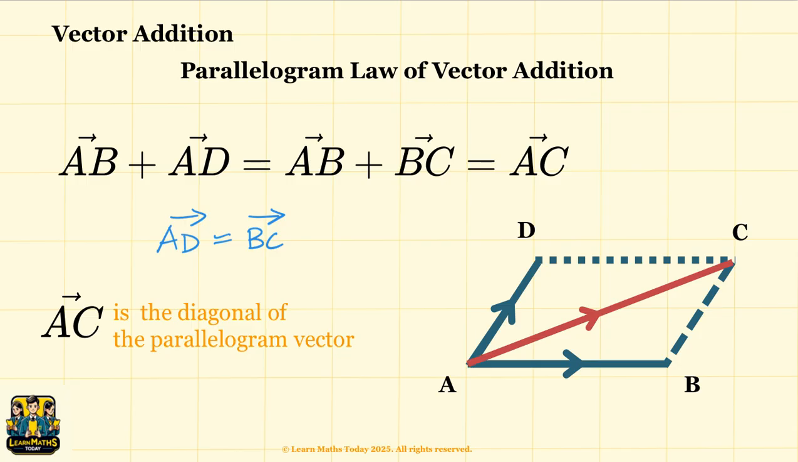So vector AB plus vector AD will be equal to vector AB plus vector BC, and will give us vector AC. Similarly, we can also go from the path AD plus vector DC, which will give us vector AC as well. Vector AC is called the diagonal of the parallelogram, and is the resultant vector when we add vector AB and vector AD.